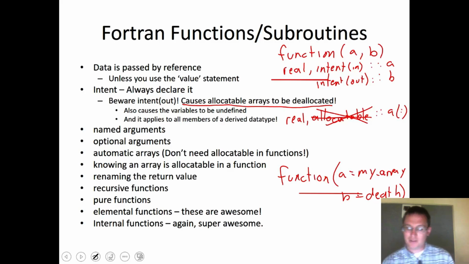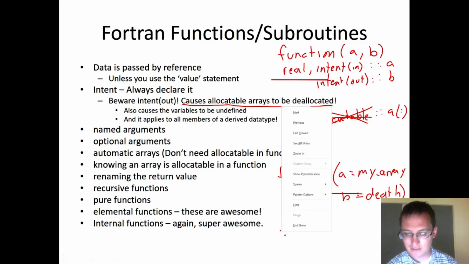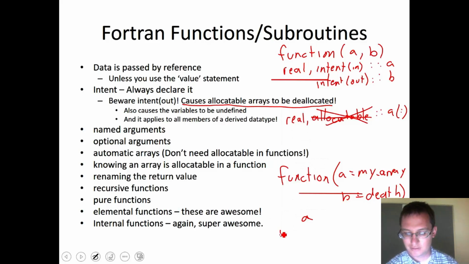Automatic arrays: if you pass in, say, an integer into your function, and then you can make an array later on inside your function of size A, this is called an automatic array. It automatically gets allocated inside the function to that size, and then it gets deallocated when the function is over.